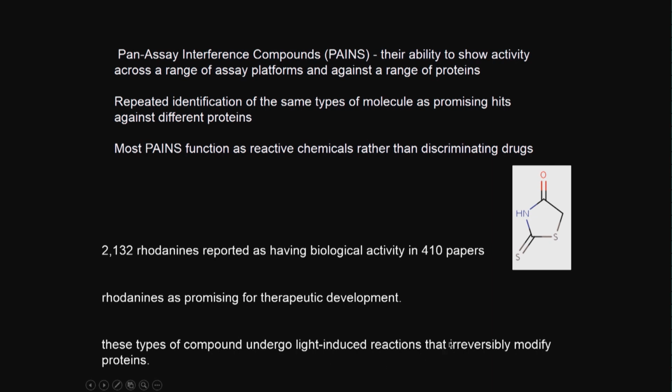Okay. So, the protein gets denatured, they get modified, whereas when we do the assay in the presence of rhodamines, you may think they are acting on the protein. So, they appear to be promising for therapeutic development and they seem to have a lot of biological activity. So, rhodamine, there are almost 2000 of them. So, they are not really compounds that may be taken up as a drug, but these are compounds which affect your assay, which affect your protein in an irreversible manner. Okay. They are called the pan-assay interference compounds.